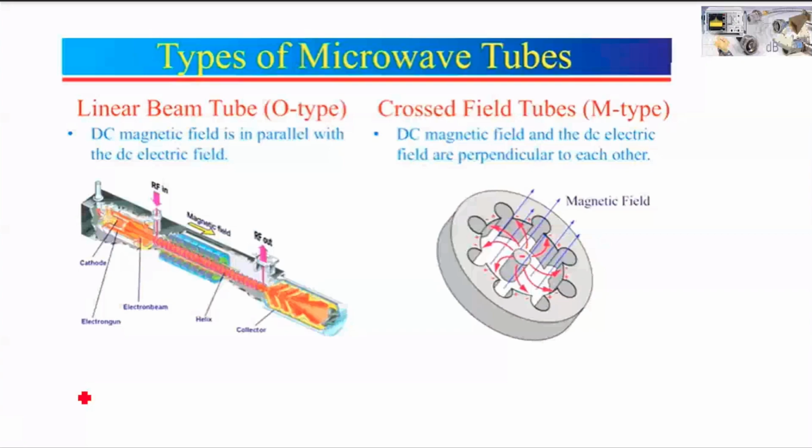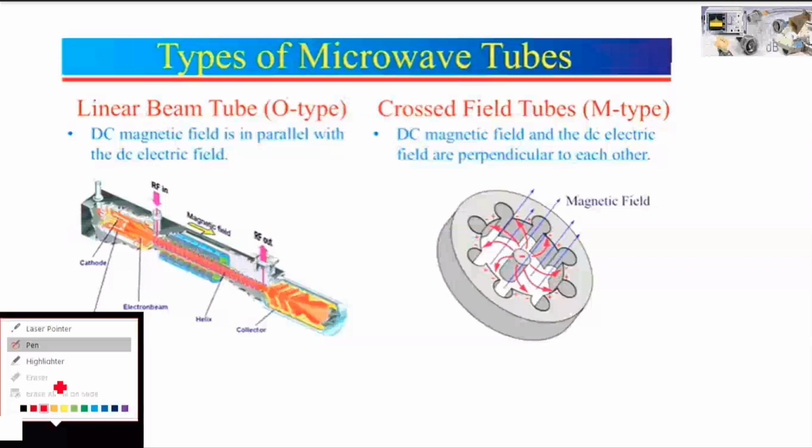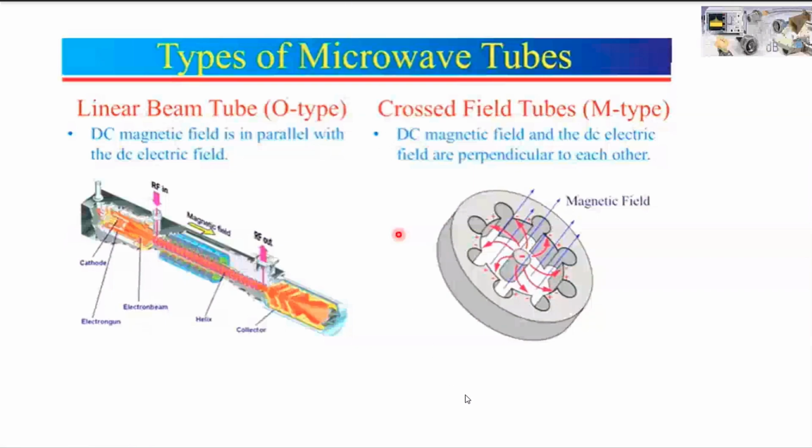So basically all these are divided into different types. So we will be discussing here. So let us start. What are these microwave tubes? So basically your microwave tubes are of 2 types, as you can see here. One is linear beam type, which is also called O type, and another one is cross field type or M type.